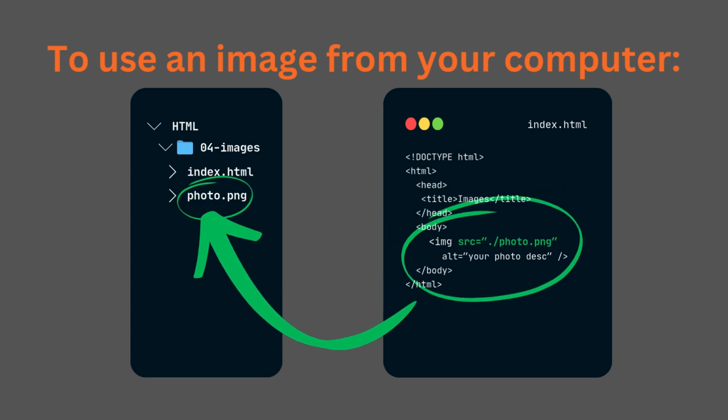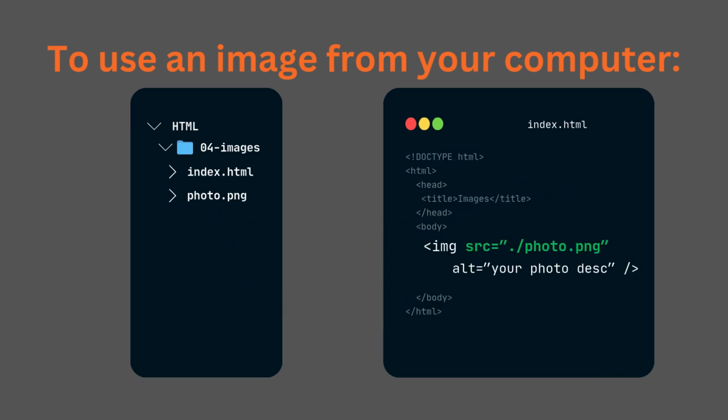If you want to use an image that is saved on your local computer, you'll need to save the image inside your project folder, and then you'll need to provide the path to the image. This is an example of what the code will look like if you are using an image that is saved on your local computer.